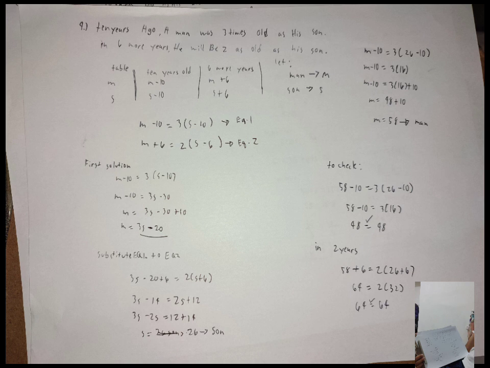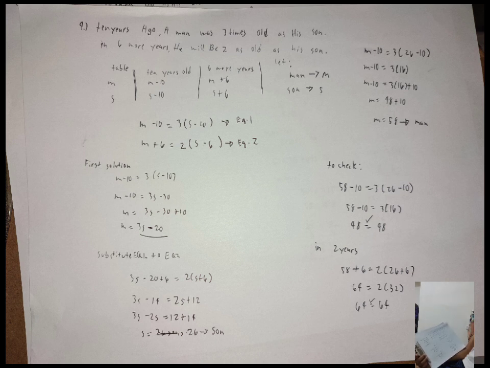So M minus 10 is equal to 3 multiplied by S minus 10, equation number 1. First solution: M minus 10 is equal to 3S minus 30. M is equal to 3S minus 30 plus 10. So the man's age M is equal to 3S minus 20. Then let's substitute equation number 1 into equation number 2.